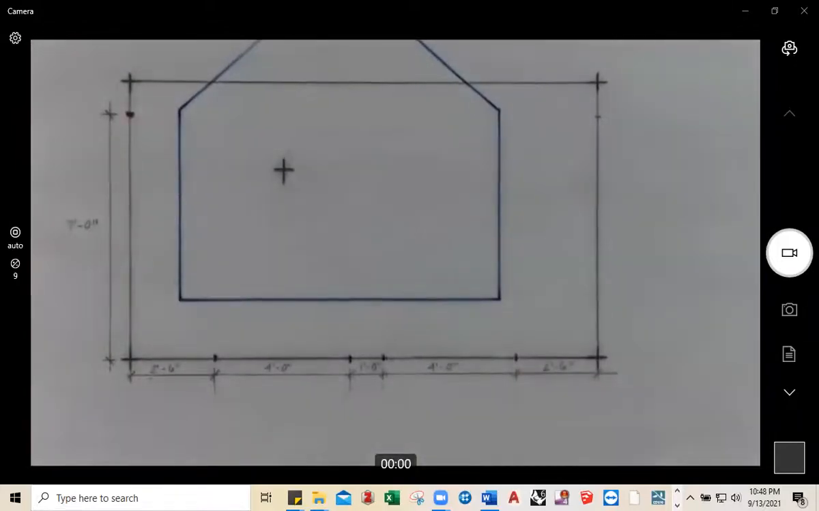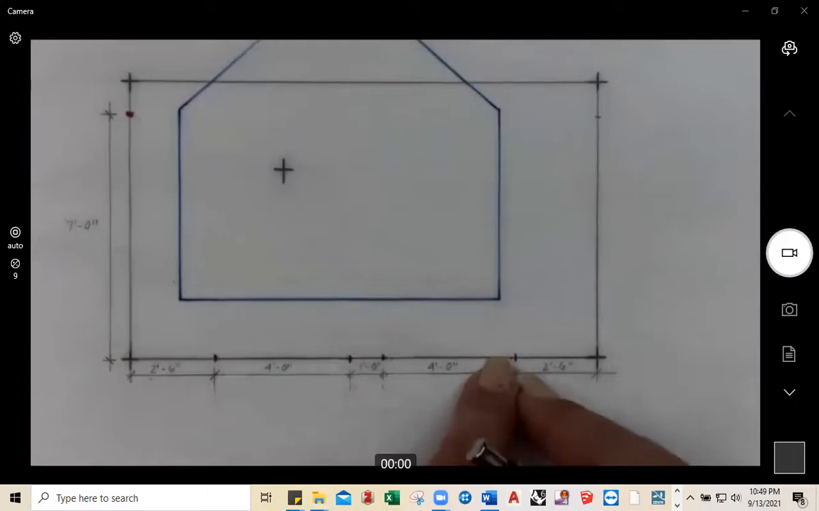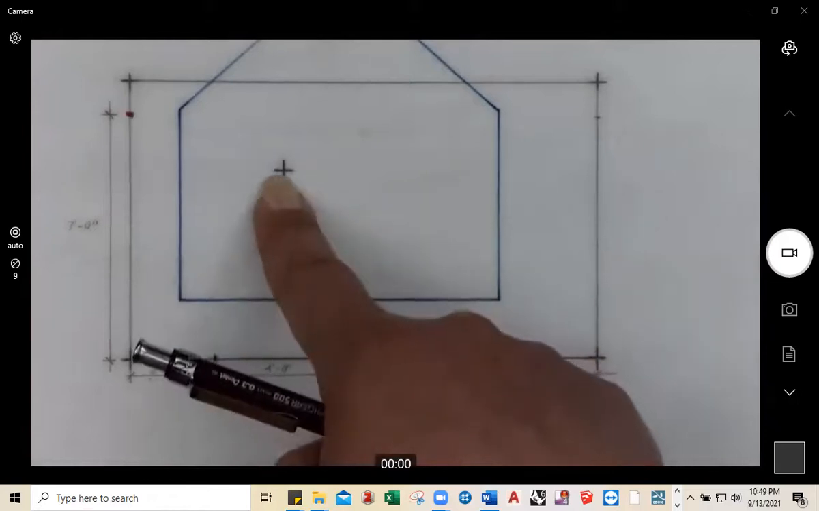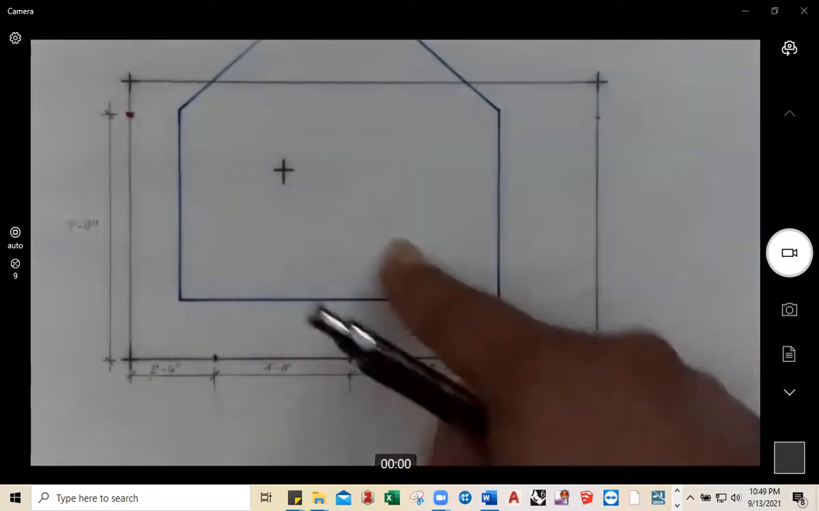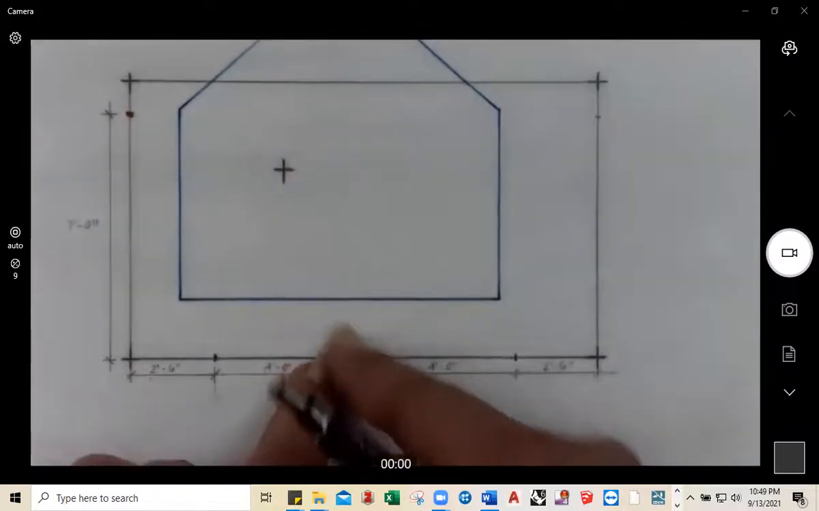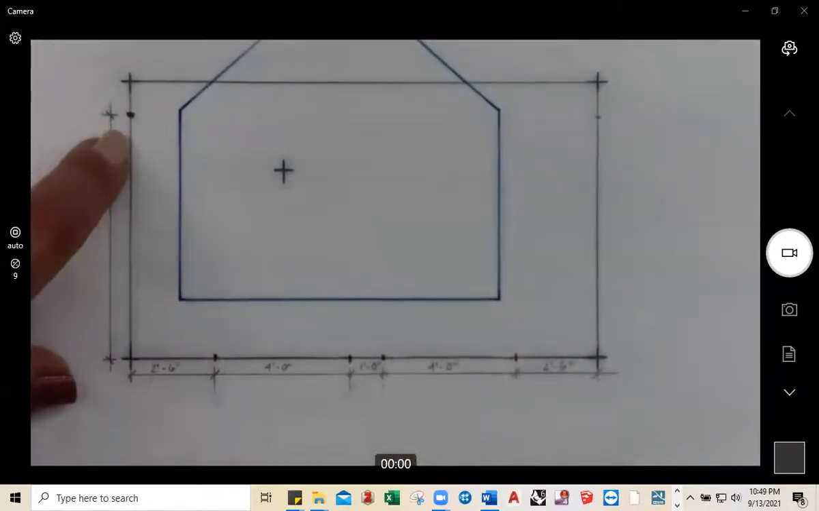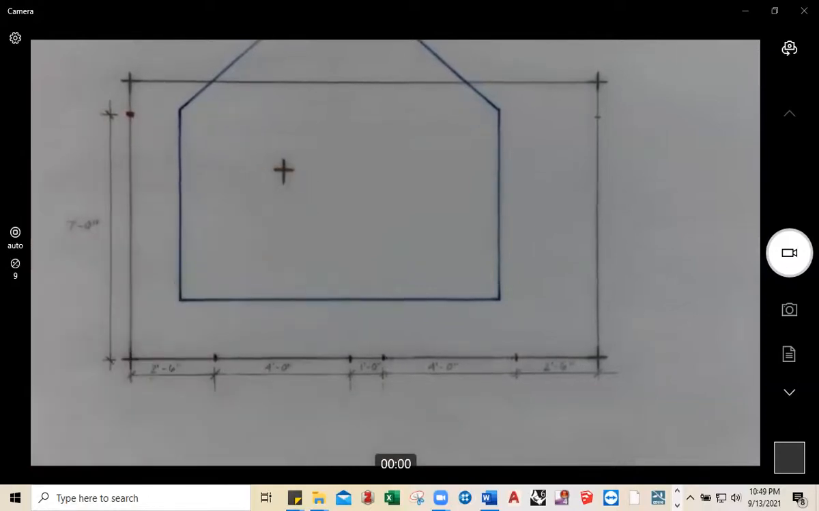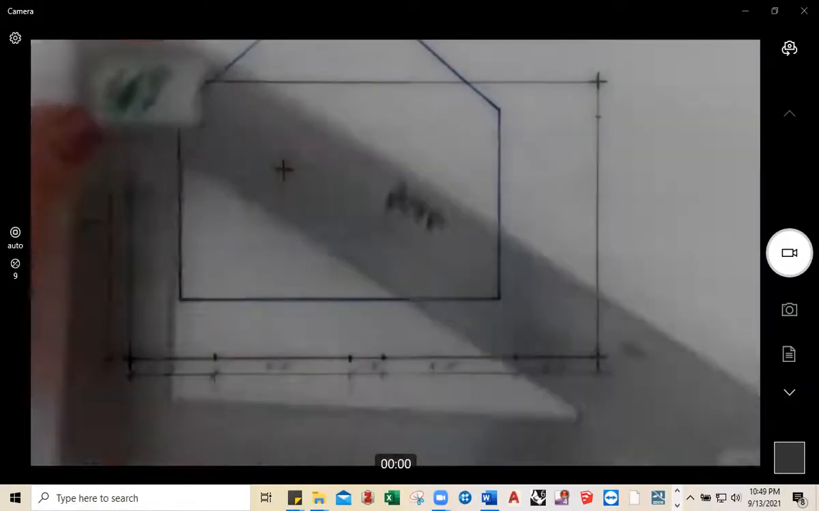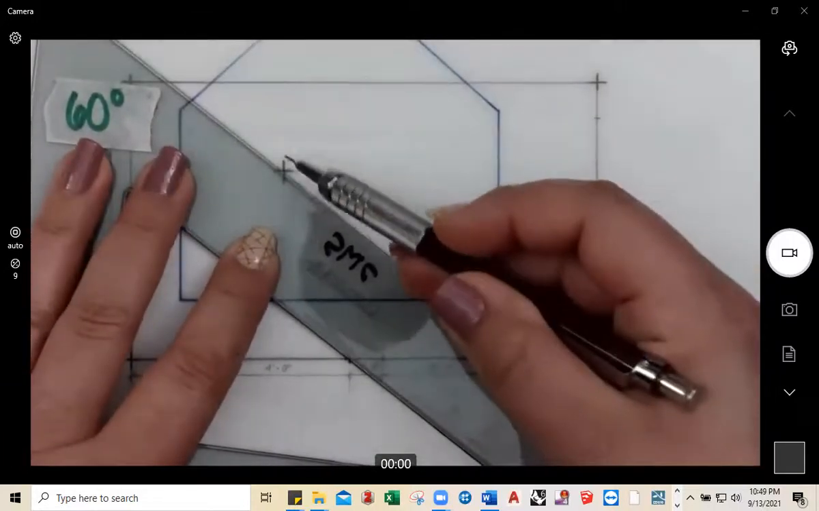Now that you have all your little tick marks, just as we did before, everything that you have measured, we're going to draft a line from that tick mark to your center of vision. So draft a line from here to there, and then from this tick mark to your center of vision, this tick mark, and even this tick mark here. You can use one of your triangles to do that. Make sure that you're intersecting through the center of your crosshair.